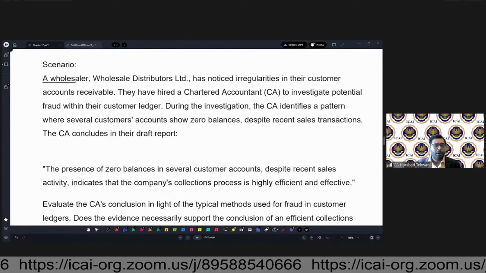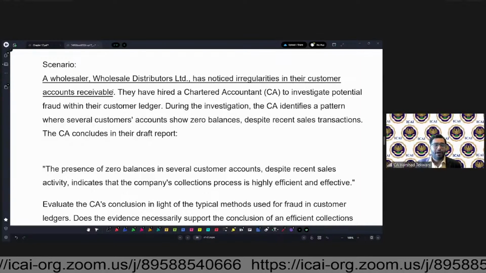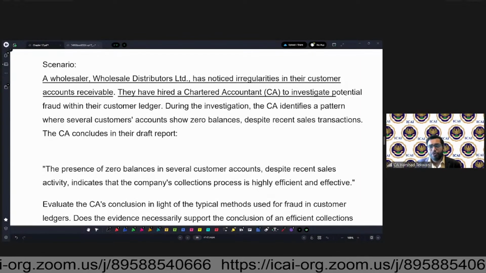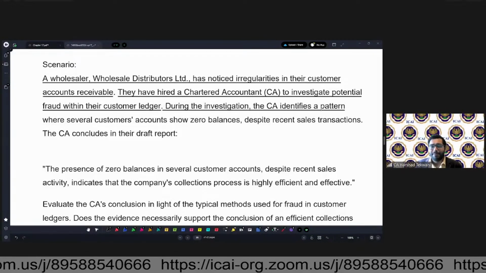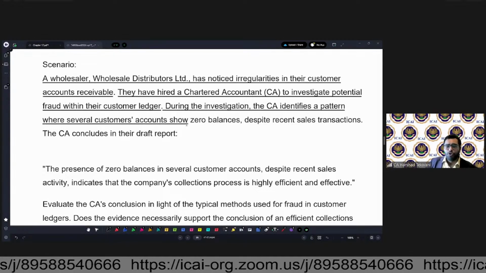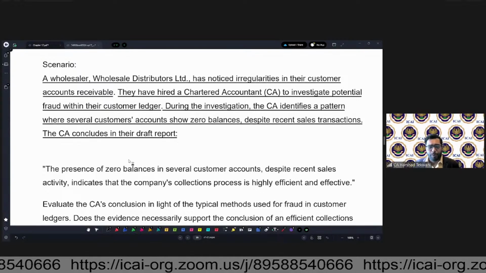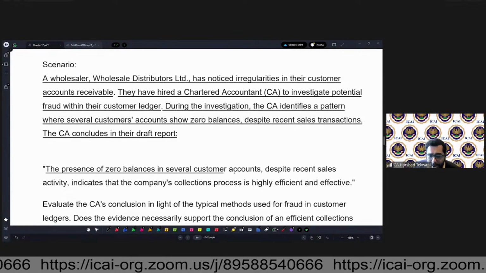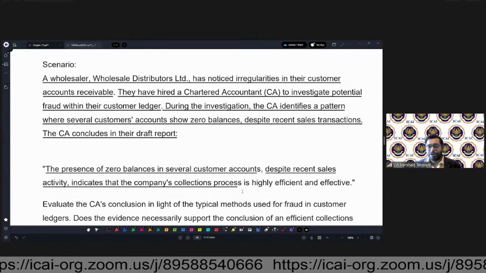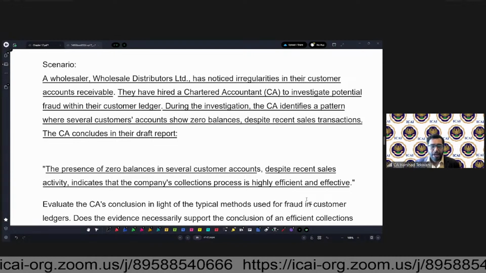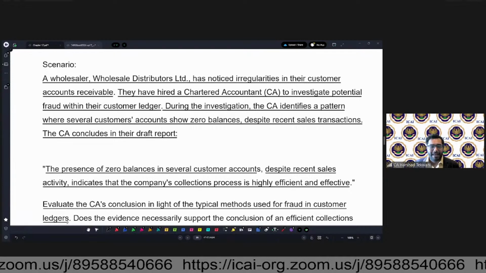A wholesaler, Wholesale Distributors Limited, has noticed irregularities in their customers' account receivable. They have hired a chartered accountant to investigate potential fraud within their customer ledger. During the investigation, the CA identifies a pattern where several customer accounts show zero balance despite recent sales transactions. The CA concludes in their draft report that the presence of a zero balance in several customer accounts, despite recent sale activity, indicates that the company's collection process is highly effective and efficient. Evaluate the CA's conclusion in the light of typical methods used for fraud in customer ledger.